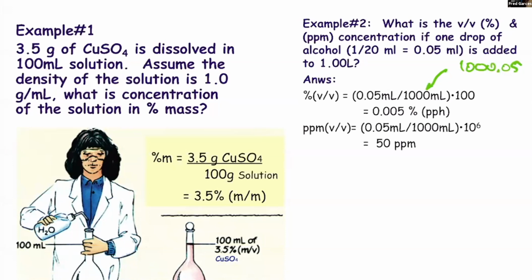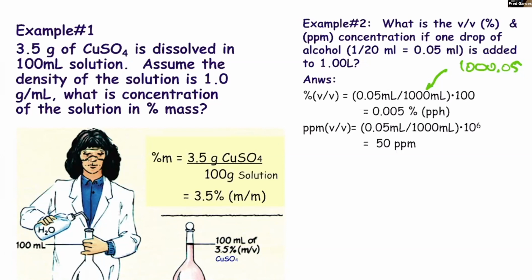So you can easily do this, but notice if you multiply it by 100, then that number is 0.005%. In order to make that number stand out, we multiply by 1,000,000 and we get 50 parts per million. 50 parts per million is much more significant than 0.005, although they're the same. Okay, they're the same.